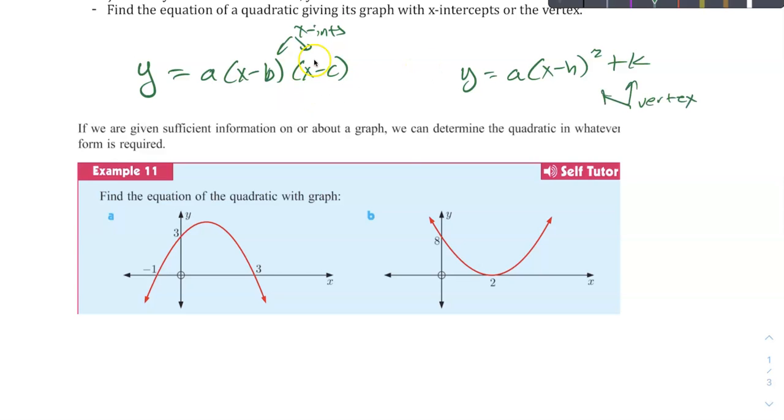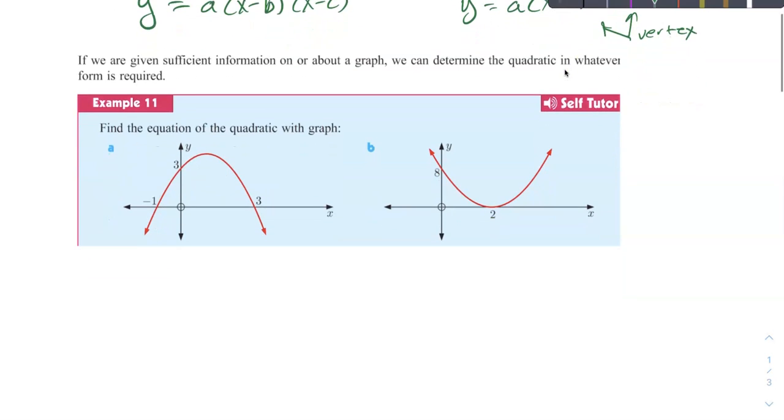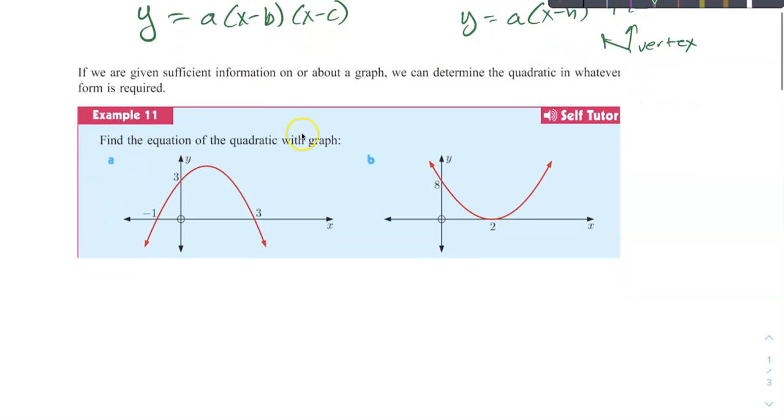So if I give you x-intercepts, we're going to use this formula. And if I give you a vertex, you want to use this formula. So let's look at the first examples. Find the equation of the quadratic with the given graph.